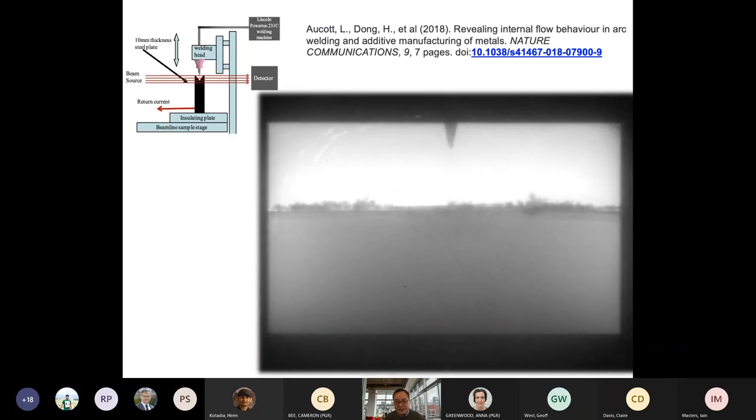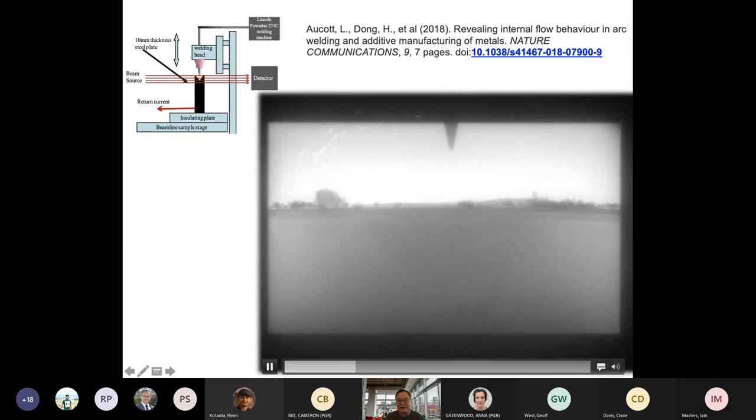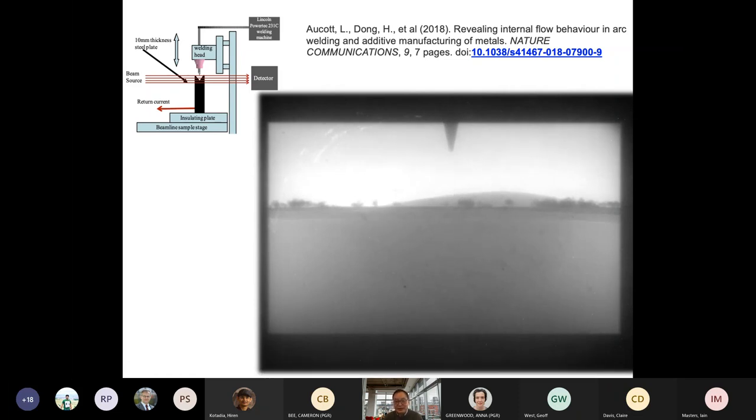So this is our experiment, and this is what it looks like. The overall view window is about 10 millimeters. You should be able to see the arc gun at the top, and the free surface of the liquid metal moving up and down. After the melting, in the melt pool you see black particles inside. These black particles are tungsten particles. Because tungsten particles absorb a little bit more X-ray, you will see them a bit darker. So this is the raw image.